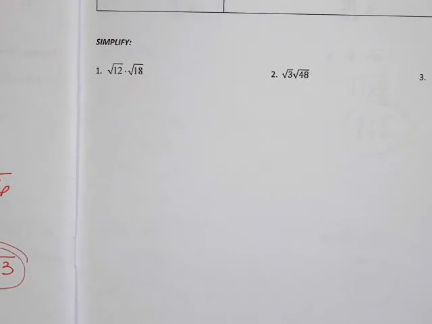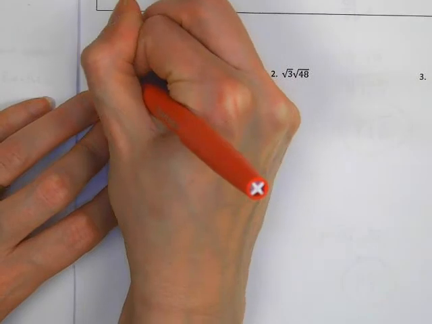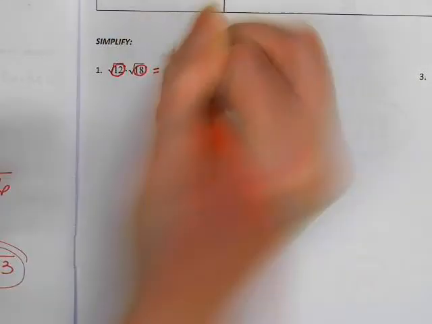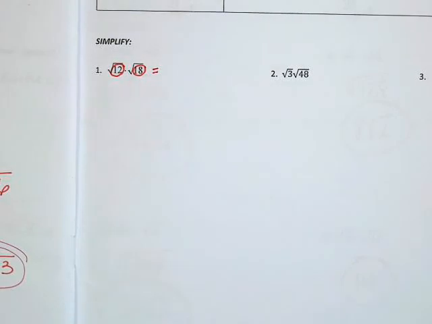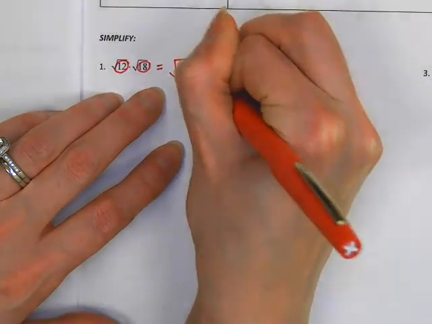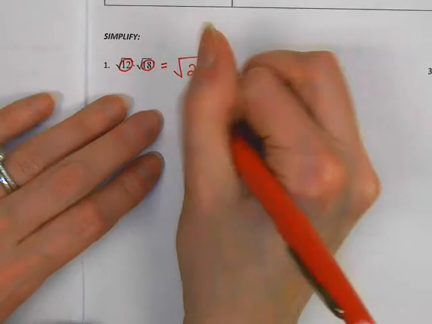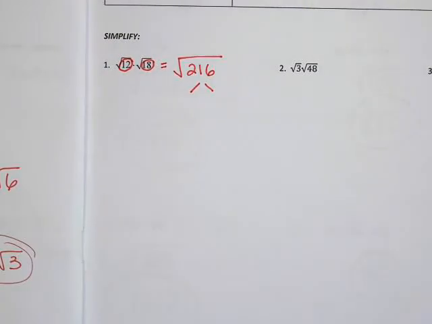Okay, so one way to do this is to start by actually doing 12 times 18 in the calculator. What is 12 times 18? That's square root of 216. And then just start making your tree and do what we've been doing with the trees.